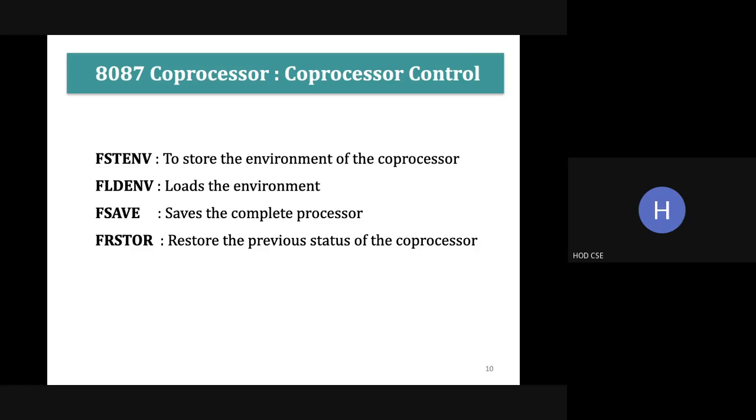Next, FRSTOR is to restore the previous status of the coprocessor. Suppose, for example, we are resuming a window like that. This is an example for this. FRSTOR means we are restoring the previous status of the coprocessor. For this, we are using this instruction.